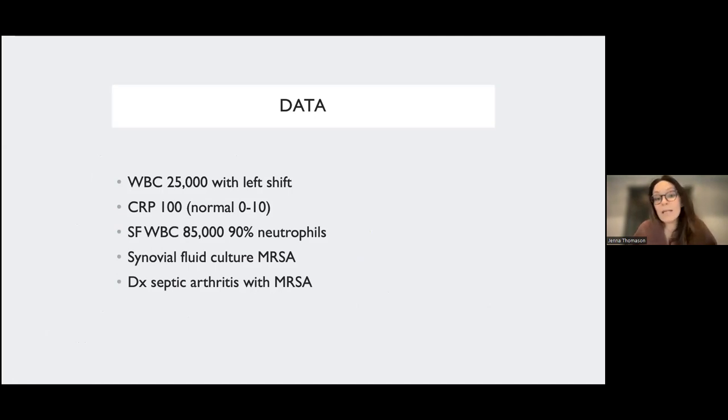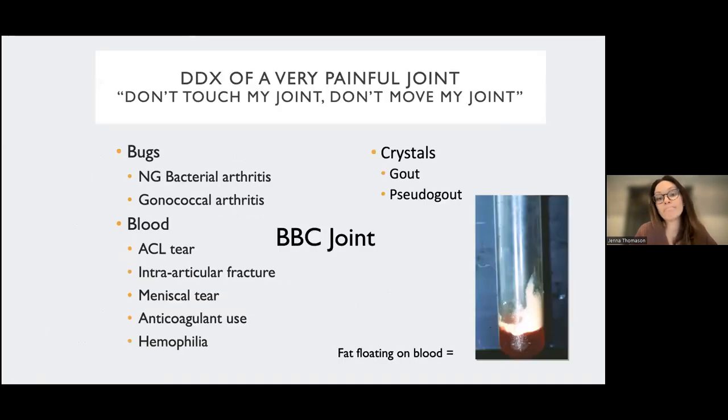So you did get that CBC. He's got a leukocytosis. His CRP is way high, it's 100. He's got 85,000 cells in his synovial fluid. The culture grows MRSA, and he's diagnosed with septic arthritis.